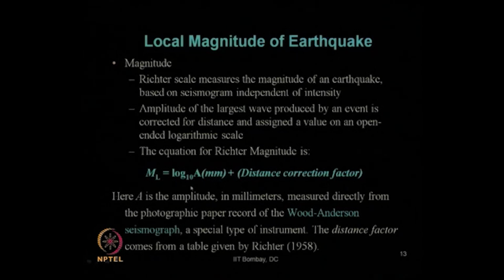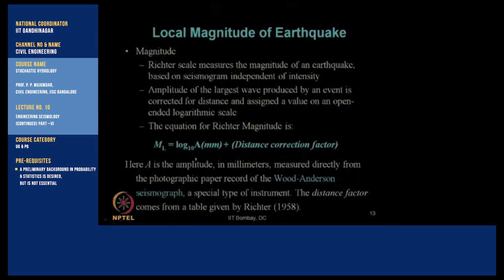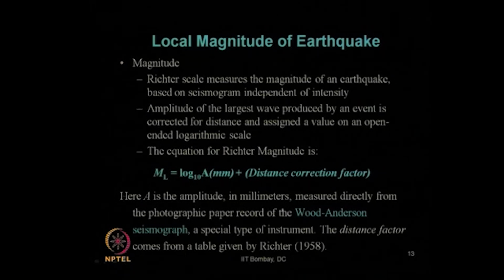That is what I have shown you just now through the example, but there needs to be some distance correction factor. This correction factor comes into the picture when your seismograph location is far away from the earthquake epicenter. So, in this equation, A is the amplitude in millimeter unit. This is the displacement amplitude of the ground in millimeter unit, the maximum amplitude you have to take, measured directly from the photographic paper record of that Wood-Anderson seismograph.